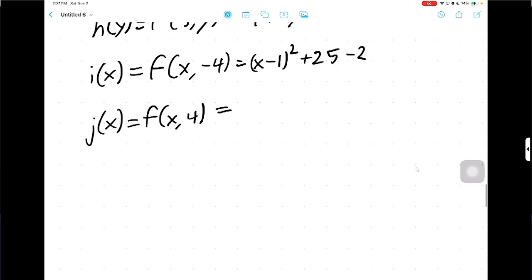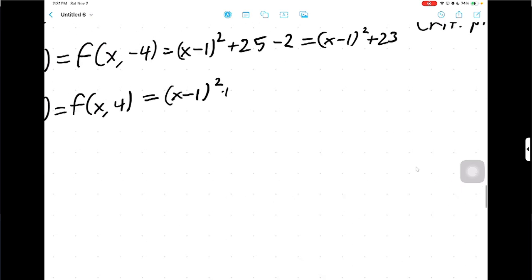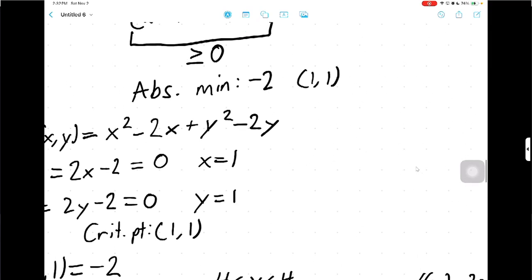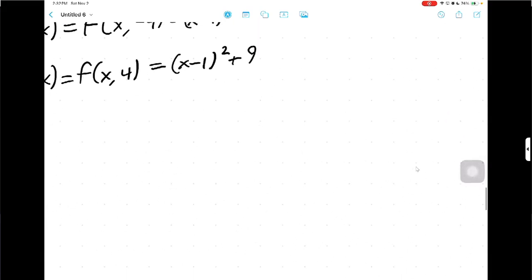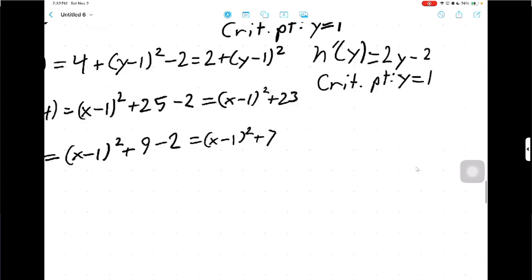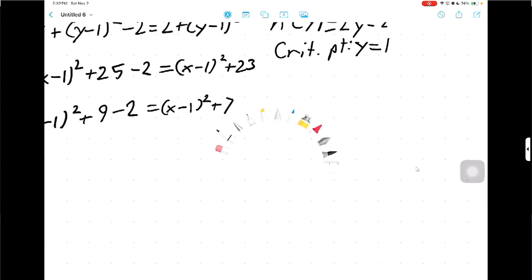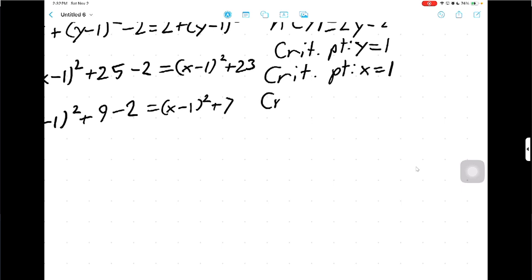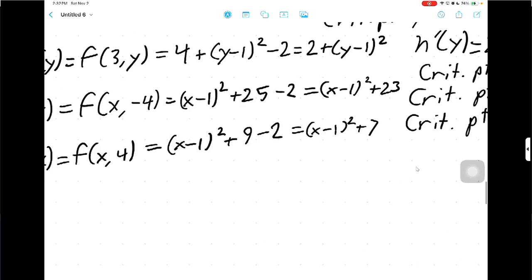Plus 25 minus 2. Plus 23. x minus 1 squared. Plus 4 minus 1 squared, that's 3, that's 9. 9, and then plus 2, minus 2. Good. Plus 7. These have the same critical points of x equals 1, like so.